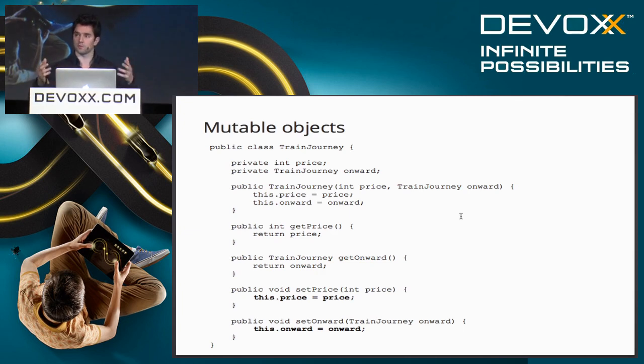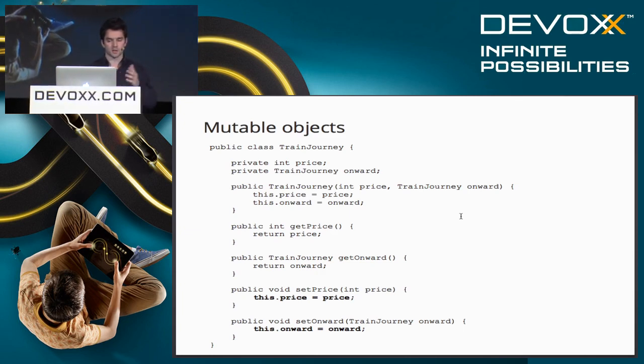So in this case here, we have a simple train journey class that has two fields, and we're allowed to modify those fields after we created an object by using the setters. But there is a different way to do things, isn't it, Richard? Yep. There's also an immutable approach.